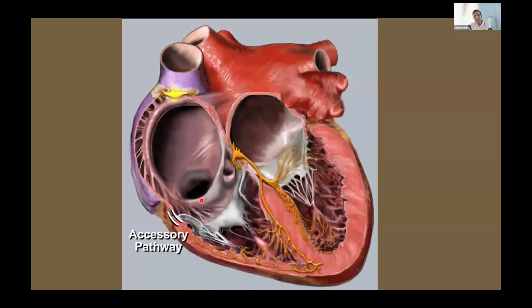So this part of the ventricle that gets activated early is what contributes to your delta wave on the ECG. And hence, if you want to localize the location of a pathway, we need to see that part of the ventricle that's getting activated early, and that would help us to know where the pathway was located.